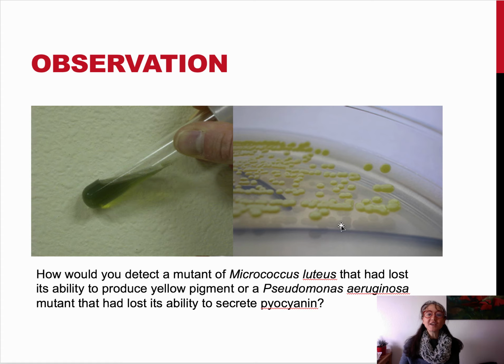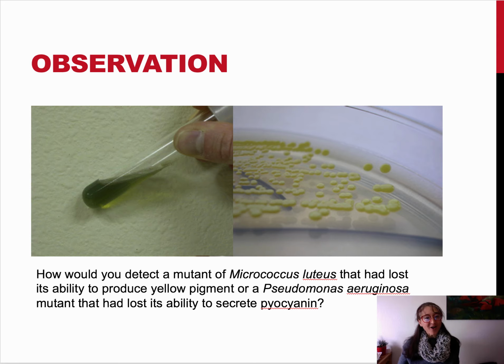Likewise, if we were looking for a Pseudomonas aeruginosa mutant that didn't produce pyocyanin, the blue-green water-soluble pigment, we could do that also by observation. It would require that we put it under a little bit of stress and that we allow it to age a bit, but we could also look for something like that via observation.